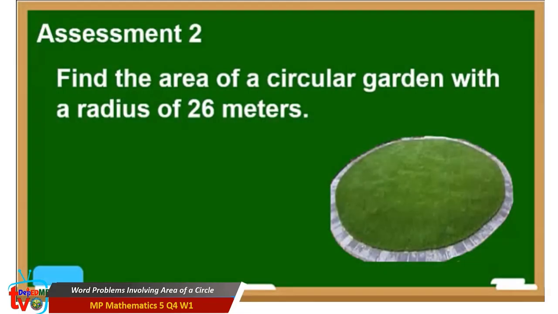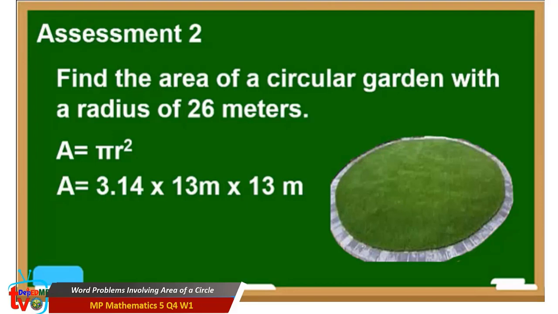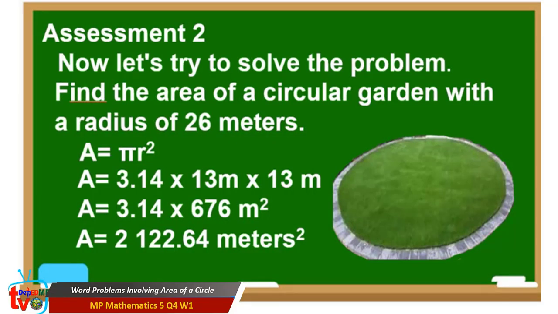Let us check your answers. So we are going to use the formula area equals pi times square radius. Substitute the formula, so it is area equals 3 and 14 hundredths times 13 meters times 13 meters. Then area equals 3 and 14 hundredths times 676 square meters. So the area of the circular garden is 2,122 and 64 hundredths square meters.